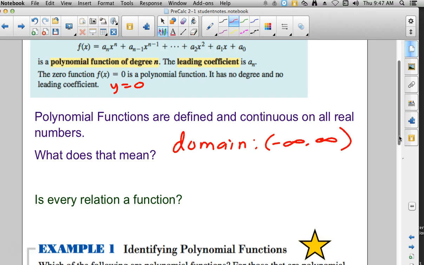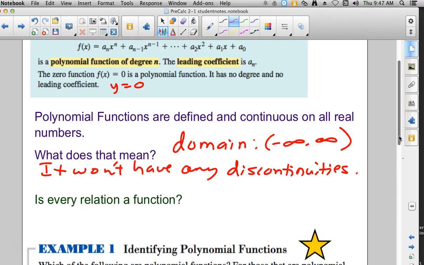How about continuous? Do you remember what that means? It doesn't have a break. It doesn't have a jump. The fancy name for that was discontinuities. It won't have any discontinuities. No breaks, no jumps, no holes, none of that stuff. Which for a second we go, thank goodness, we're back to normal stuff. There's nothing weird going on here.